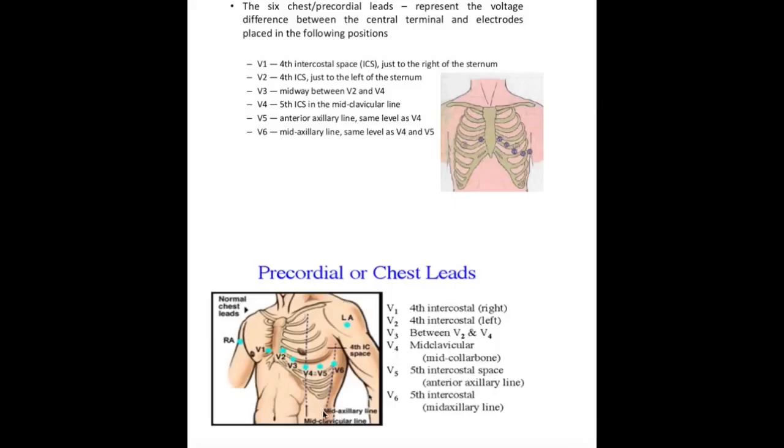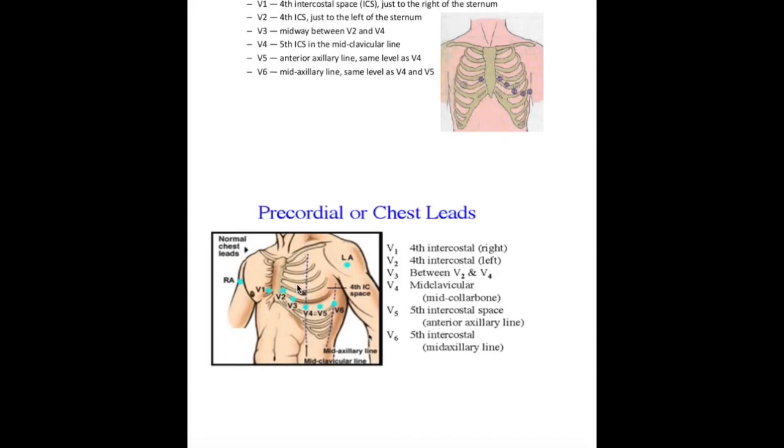Which lead is in the mid axillary line? It is chest lead 6, which is in the mid axillary line in the fifth intercostal space. Which lead is in the anterior axillary line? It is chest lead 5 that is in the anterior axillary line. And where is chest lead 4? I told you, left fifth intercostal space and in the mid clavicular line. So chest lead 4 is in the mid clavicular line.